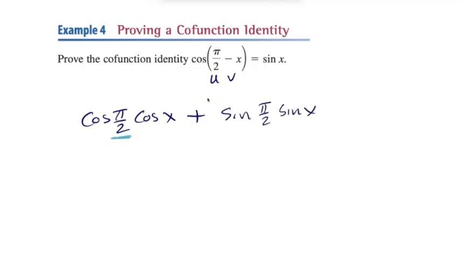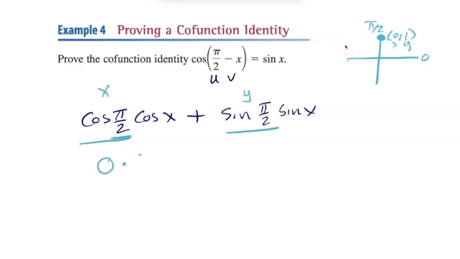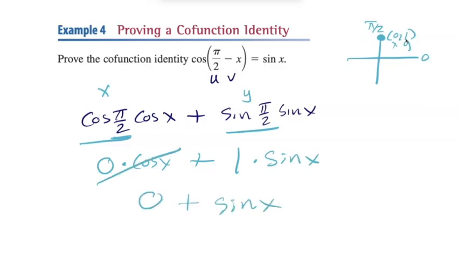Pi over 2, let's figure out that angle. So here's 0, here's pi over 2. That is the point (0, 1). Remember, cosine is the x value and sine is the y value. Cosine there is 0, so we have 0 times cosine x. Plus, sine is the y value of pi over 2, which is 1, times sine x. 0 times anything is 0. We get 0 plus sine of x, which is just sine of x. And it's verified.